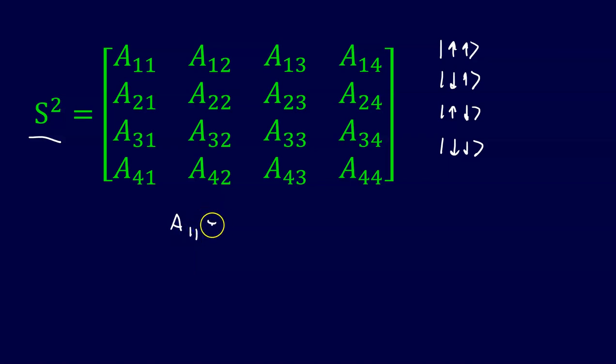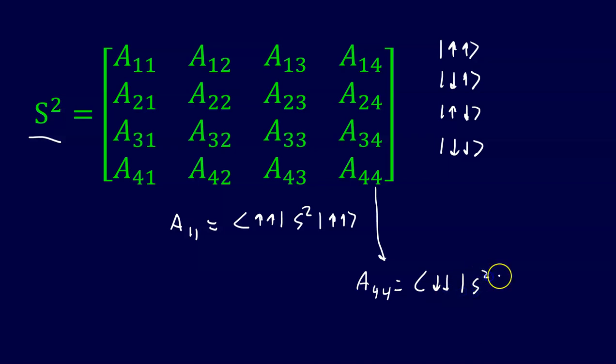So for instance, the A11, now this is just how I decided to do the basis, is going to be the matrix element of the spin up, with the S squared sandwiched in there, of the spin up. And then, for instance, this A44 would be the spin down, S squared, spin down. And there's no set way that you have to do this, but I just decided to make the middle ones look like this here. So hopefully that helps to clarify a little bit.